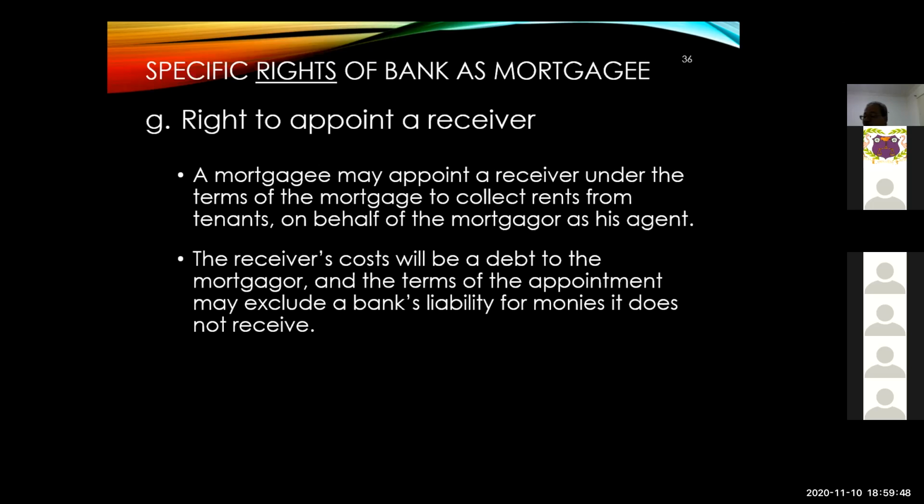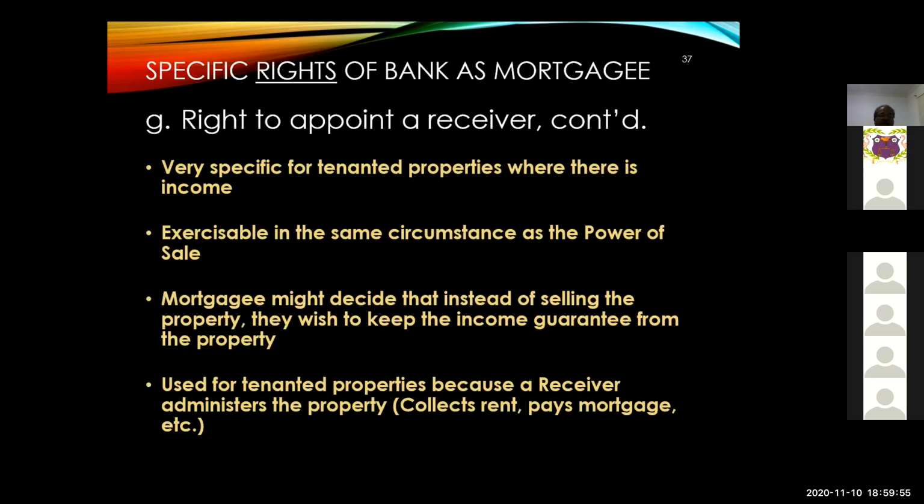So let's look further at the right to appoint a receiver. It is very specific for tenanted properties where there is income. It is exercisable in the same way as the power of sale. And it is used because the mortgagee might decide that instead of selling the property, they want to keep the income that is generated, or that they feel is guaranteed, from the property.